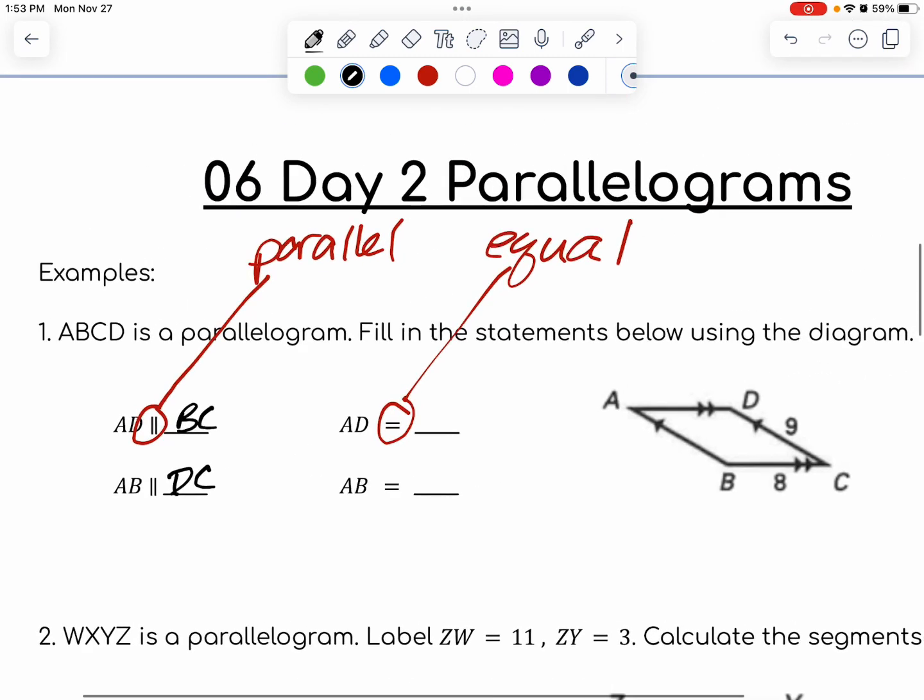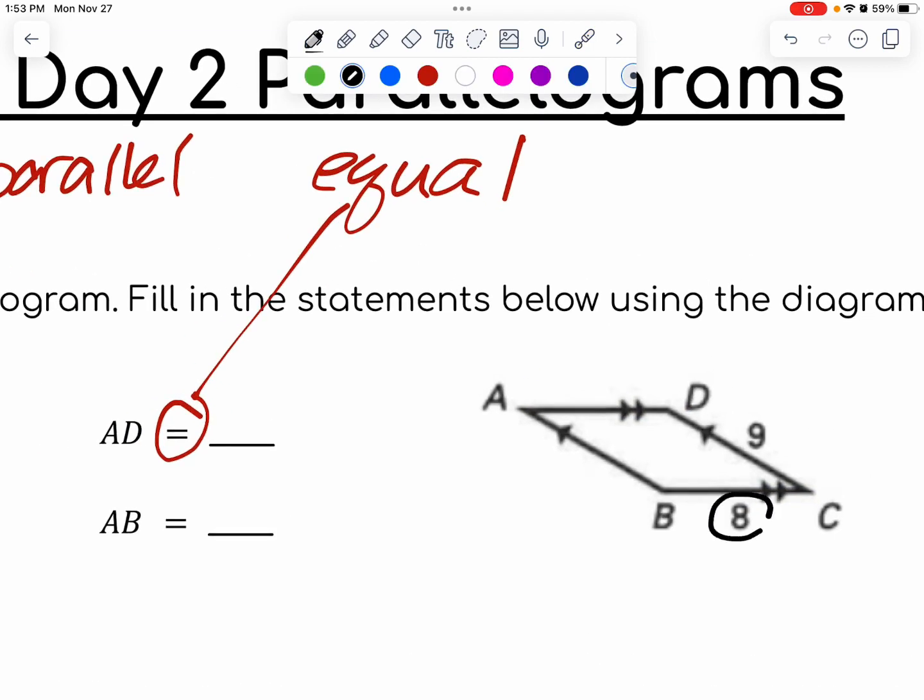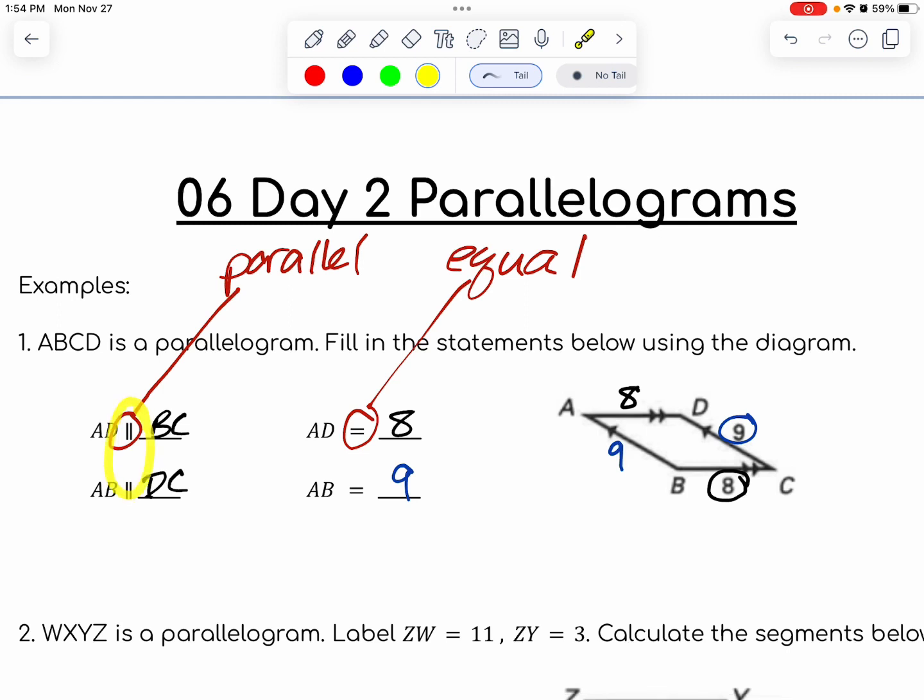When I give you an equal sign, that means give me a number. Okay, what is it equal to? AD. What is it equal to? How long is it? Well, it's 8. And so remember how opposite sides are equal. If this side is 8, then this side is also 8. So I'm putting 8 here. On this page, the next section is AB. AB is right here. What is it equal to? It's equal to this side. And since there's a 9 here, I'm putting a 9 here. Okay, so big difference. What is it parallel to? Means give me a side. Tell me what side it is parallel to. What is it equal to? Means give me a number.